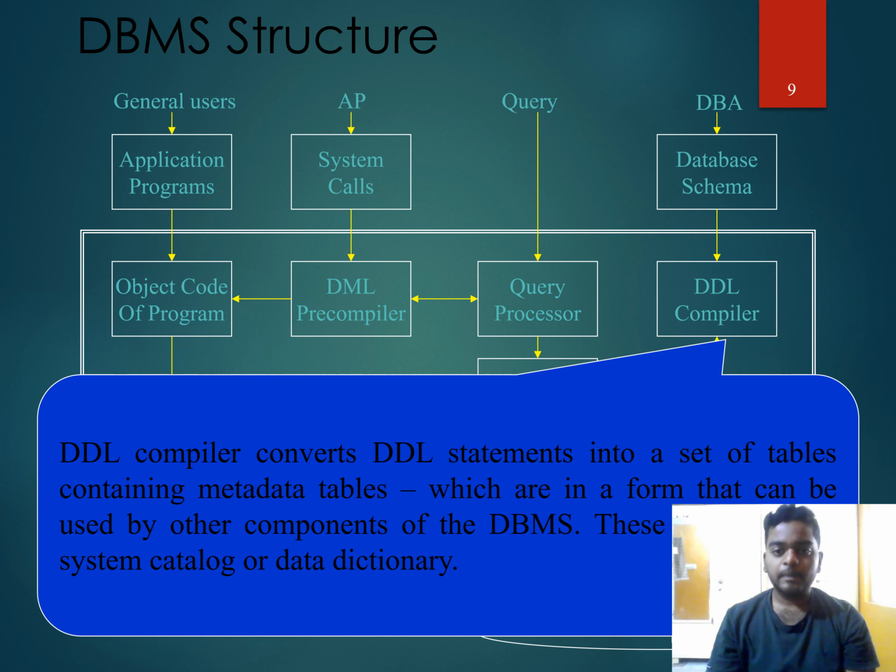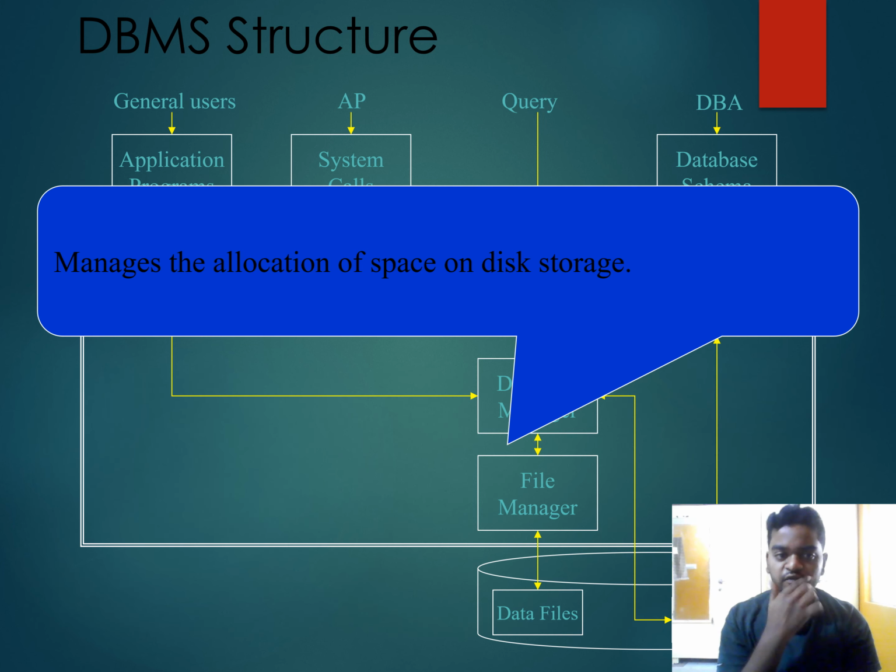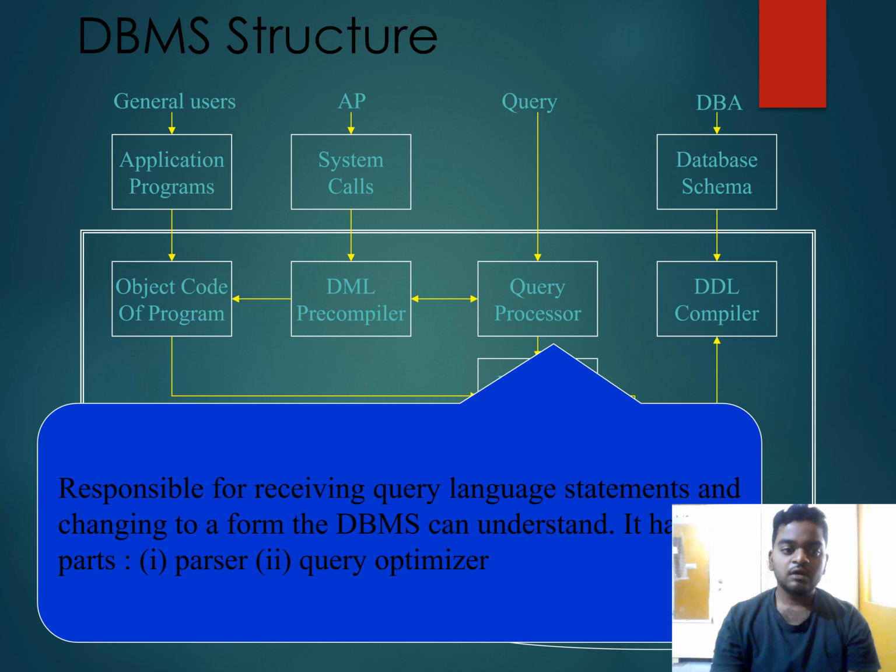Coming to the DDL compiler. The DDL compiler converts DDL statements into a set of tables containing the metadata, in a form that can be used by other components of the DBMS. Coming to the file manager. A file manager manages the allocation of space on the disk storage, while the query processor is responsible for receiving query language statements and changing them to a form the DBMS can understand.